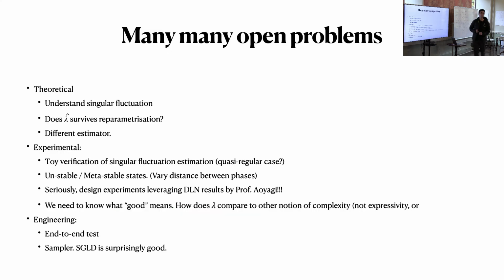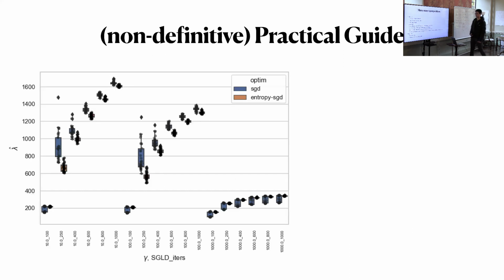There are many open problems. We want to use maybe similar techniques to estimate singular fluctuations. Lambda is a birational invariant; is lambda hat? Can we use a different estimator, something different from WBIC? That's the purview of what Zai will probably talk about. And there are many experimental things that we should be doing to pile on the evidence that this measure of complexity does not break when you scale up, and is not sensitive to mini batch size or things like that, for example.